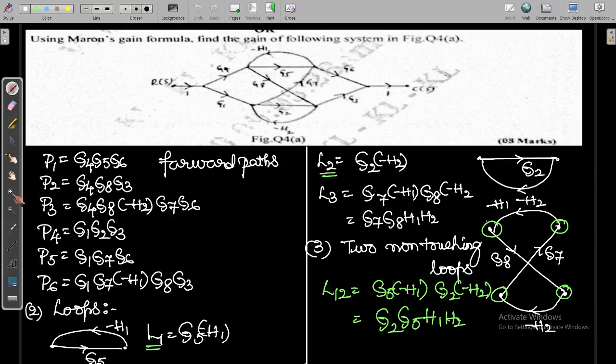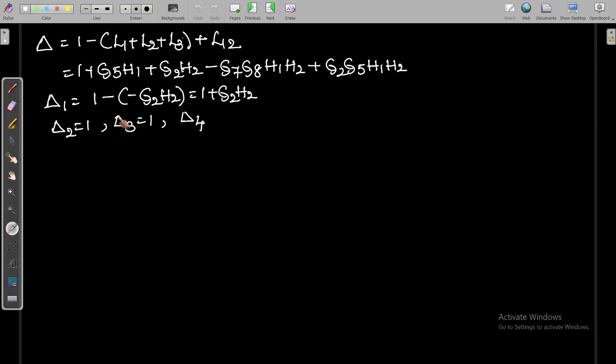So this delta 4 will be G1, G2 and G3. So this forward path is not touching this loop, so you can write that as 1 minus of minus G5 H1. So you are going to get 1 plus G5 H1. So that is the forward path. Next thing is delta 5.